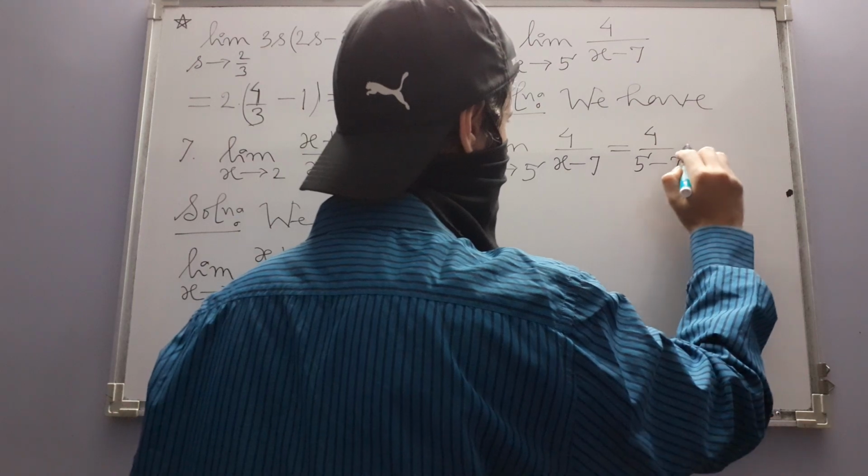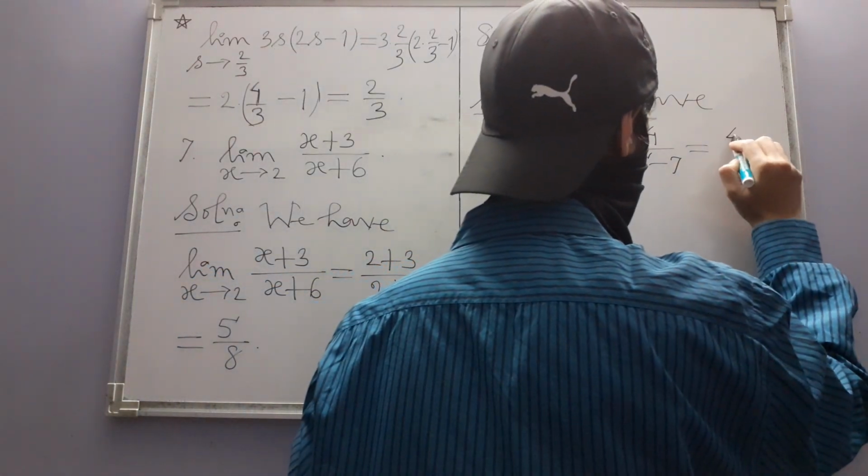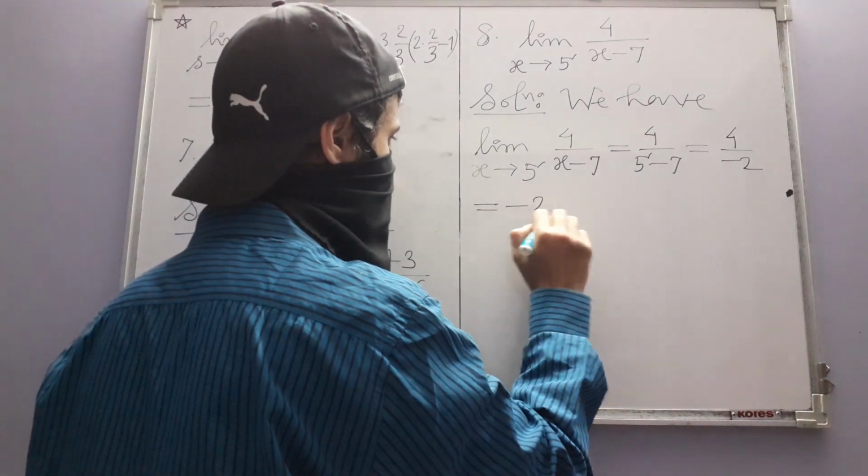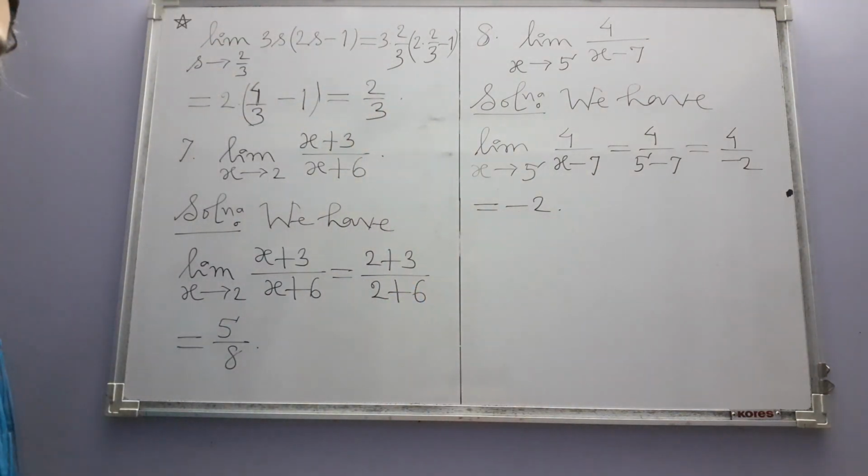5 minus 7. So 5 minus 7 is going to give us minus 2. So that means the answer is minus 2. That's it.